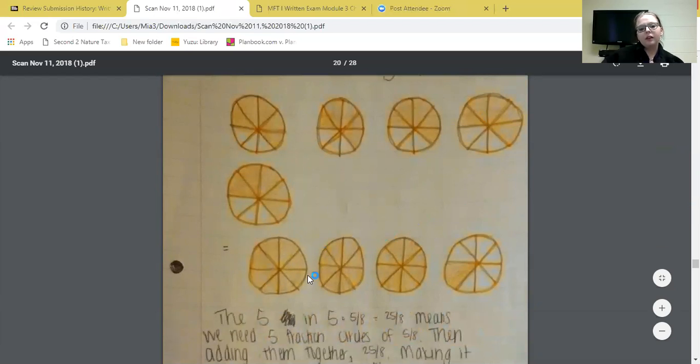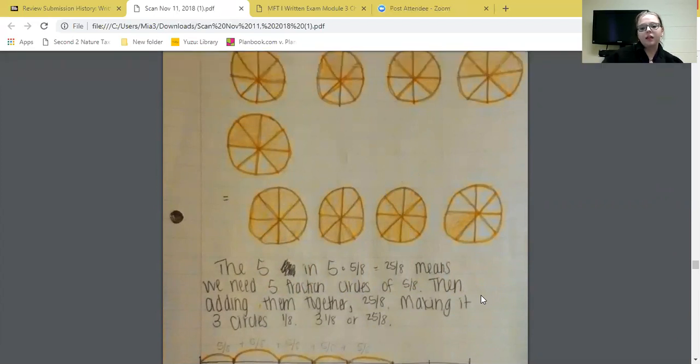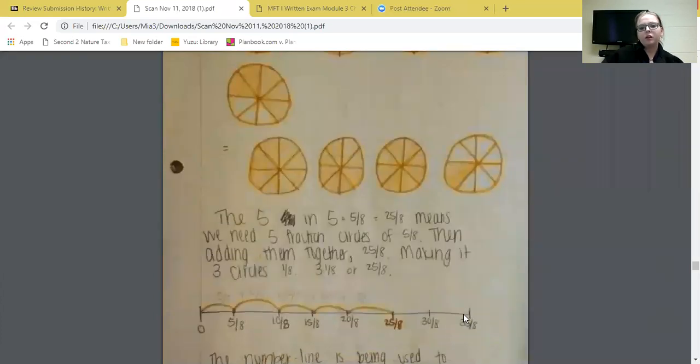So when we add those pieces together, we are getting 3 whole pies of 8 pieces each, with a remainder of 1. The 5 times 5/8 equals 25/8 means we need 5 fraction circles of 5/8. Then adding them together, 25/8, making it 3 circles and 1/8 left over. So the total will be 3 and 1/8 or 25/8.